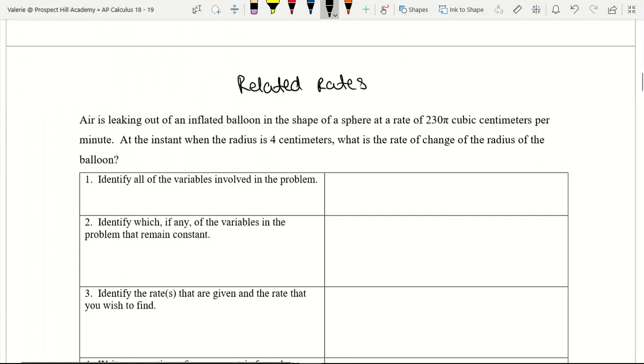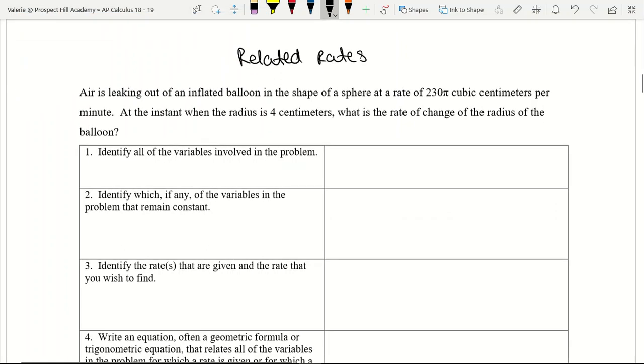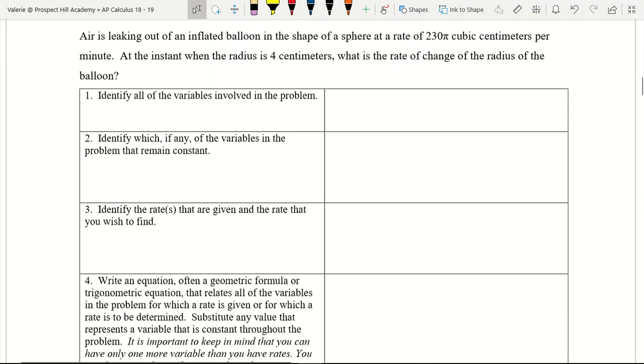Unit 4, pages 120 to 125. We're going to continue on with our related rates. So on page 119, we completed the table where we wrote the derivative for all of those geometric formulas, and now we're going to use those derivatives and/or calculus to actually answer problems, which are called related rates problems.